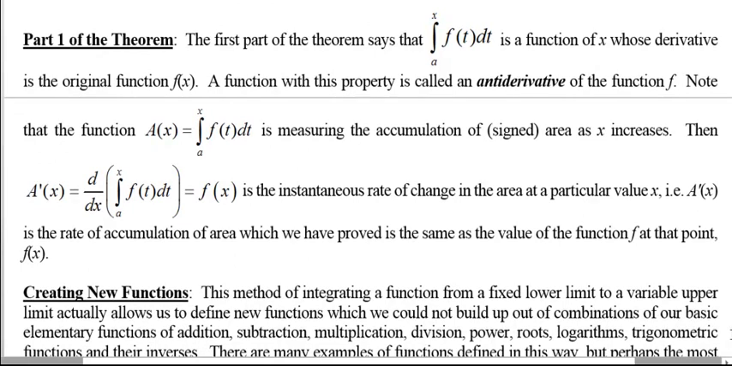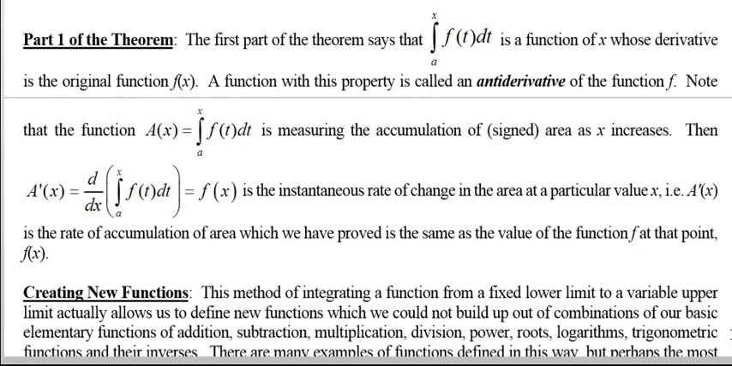So the first part of the theorem says that the integral from a to x of f of t dt is a function of x whose derivative is the original function. A function with this property is called an antiderivative of the function f. We'll call it A of x, because we're thinking of it as an area or a signed area: A of x equals the integral from a to x of f of t dt. This is measuring the accumulation of signed area as x increases.